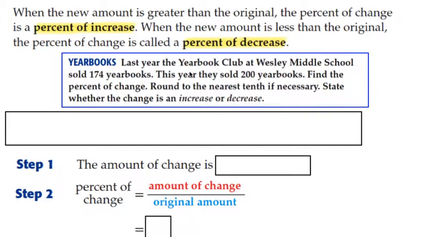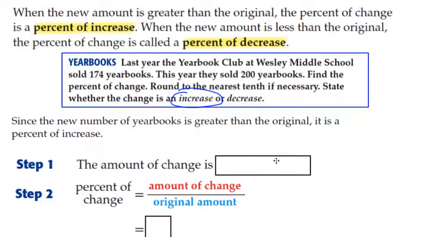Here's an example with yearbooks. Last year, the yearbook club at Wesley Middle School sold 174 yearbooks. This year, they sold 200 yearbooks. Find the percent of change and round to the nearest tenth. State whether it's an increase or decrease. Before we do anything, we can tell from last year to this year, they're selling more yearbooks. 200 is more than 174, so already we can see it is going to be an increase. We can determine that right away. So we've got that it's a percent of increase.